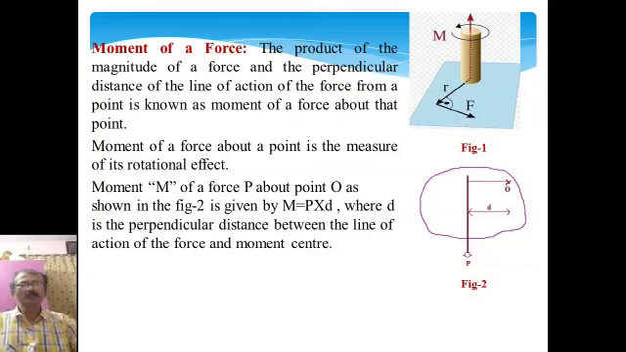Now, the moment of a force about a point is the measure of its rotational effect also. So, moment M of a force P about point O as shown in figure 2 is given by M equals P into d. Here d is the perpendicular distance between the point of action of the force and the moment center.